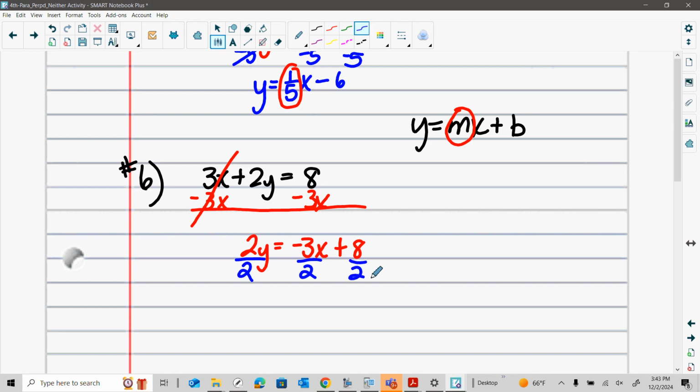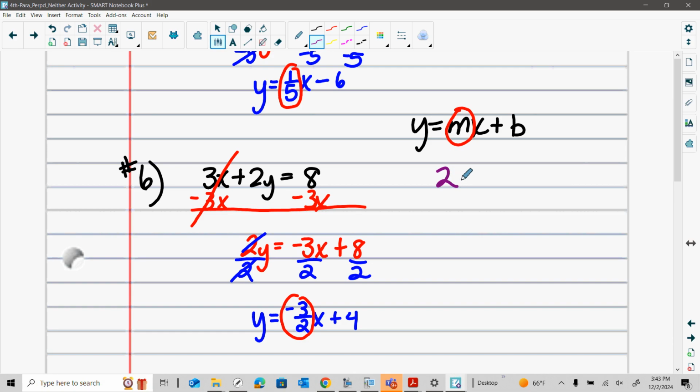Each term is divided by that number in front, so that is 2. So now our y equals a negative 3 over 2 x, and this would be plus 4. And I can see that my slope is a negative 3 over 2 for the first equation. Now, I need to do this also for the second equation because we had 2 equations in standard form.